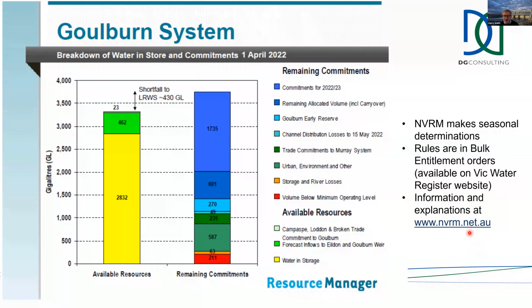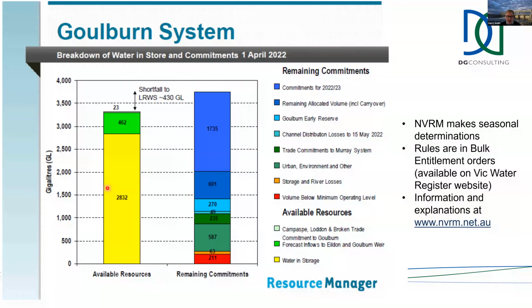It's nvrm.net.au, and there's a lot of data, information and explanations on how allocations are made and some of the other things we'll talk about today. So I'd really commend that site to you as a great source of information. But you can see here, this is graphically showing what's the available resource. So all of those things we talked about, water in store, forecast inflows, and some of the supplements from other systems like the Campaspe and the Loddon, etc.